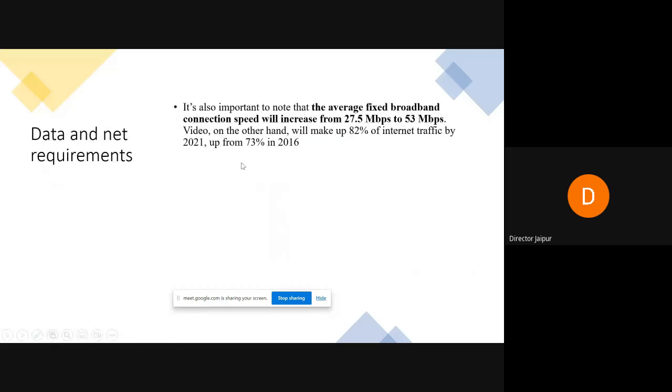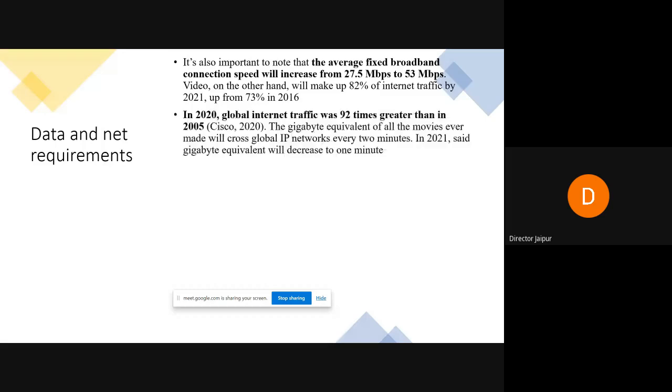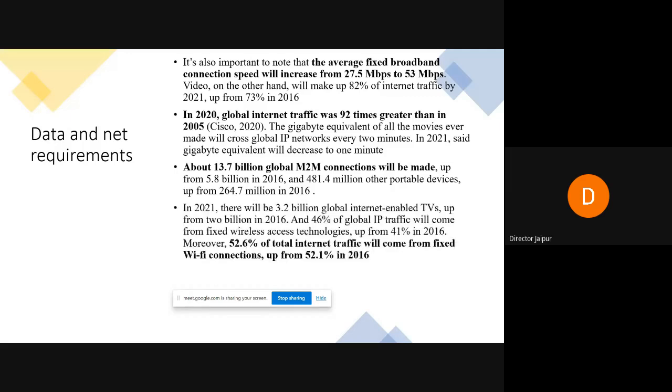Now further you can see how the data speed has gone up in this very recent situation. In 2020, global internet traffic was 92 times greater than in 2005. The Cisco 2020 report is saying that. In the same report, it was said that about 13.7 billion global M2M connections will be made. In 2021, there will be 3.2 billion global internet-enabled TVs.